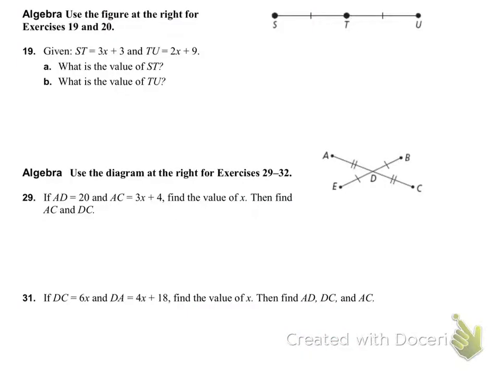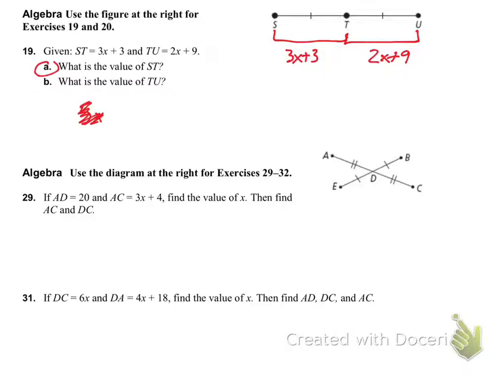All right, so going on to the next page, we have this line segment. And we know that ST, this section right here, is equal to 3x plus 3. And we know that TU, from here to here, the second half of it, is equal to 2x plus 9. So the first one is, what is the value of ST? And then what is the value of TU?